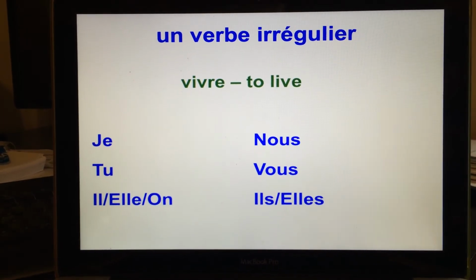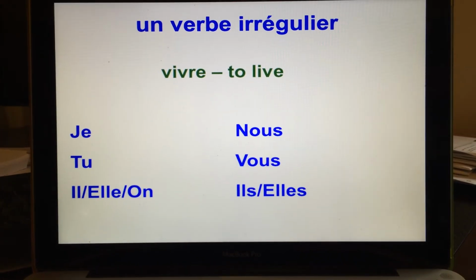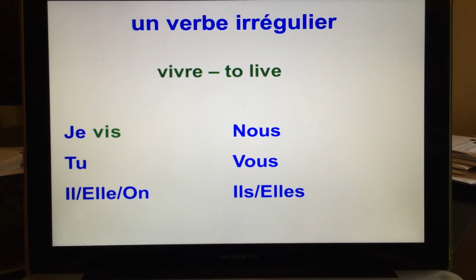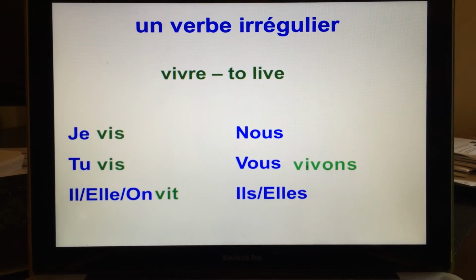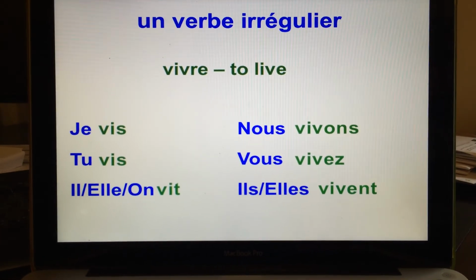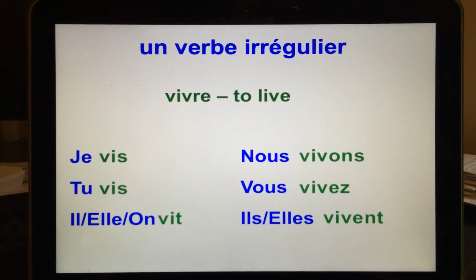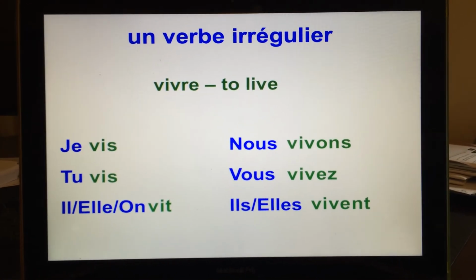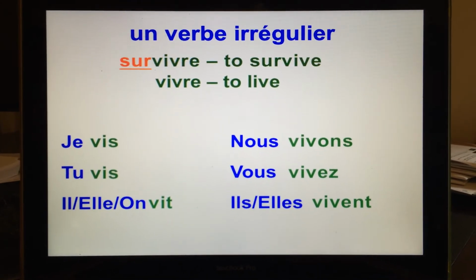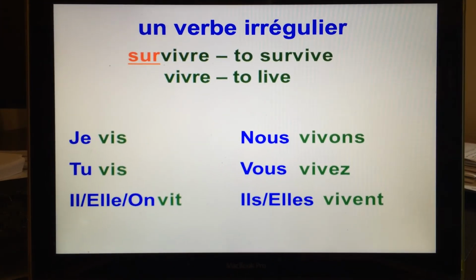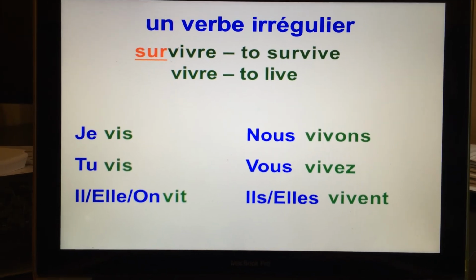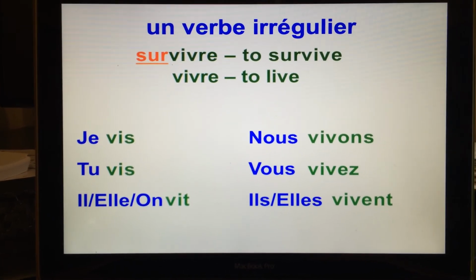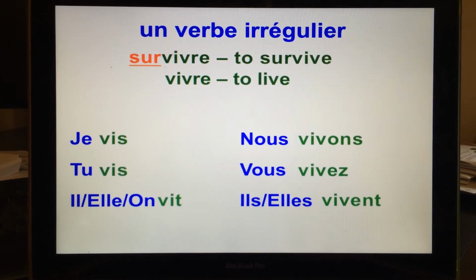Okay, so the next irregular verb that we're going to talk about is the verb vivre, okay? And the verb vivre means to live, all right? So our conjugations for vivre are je vis, tu vis, il vit, nous vivons, vous vivez, ils vivent. Now, sorry, going back. Vivre, if you look at your chapter 2 vocab sheet, is not actually on there. However, a related verb, survivre, is, okay? And this one conjugates exactly like vivre. All we have to do is add those letters S-U-R in front of each conjugation, okay?